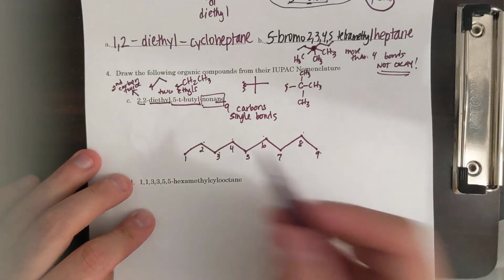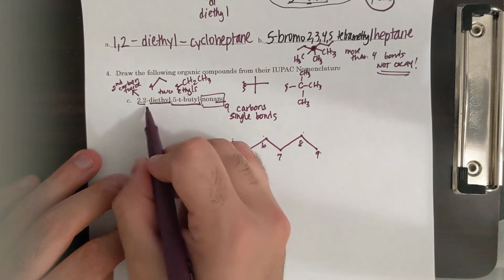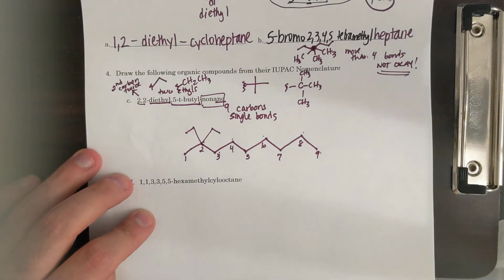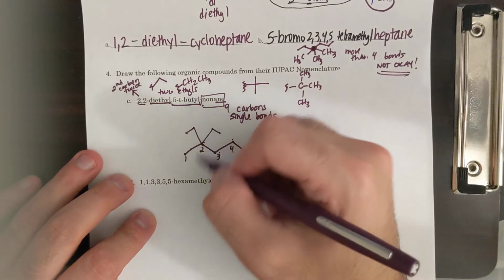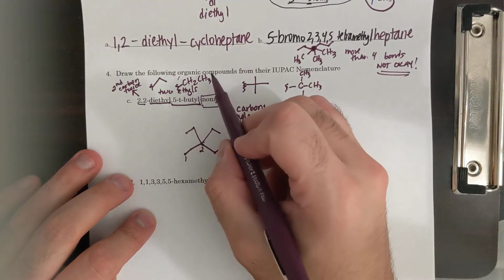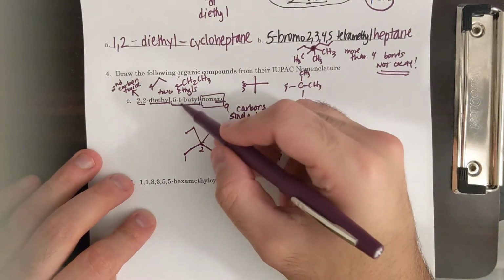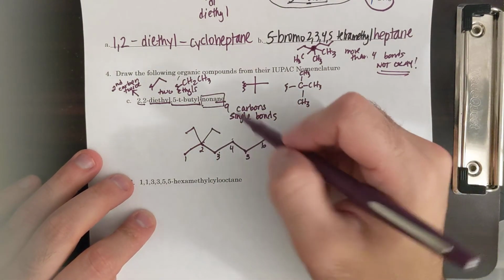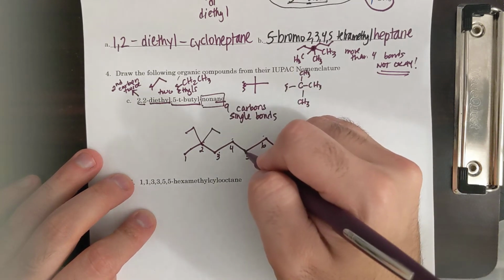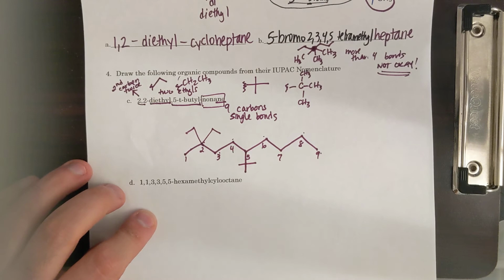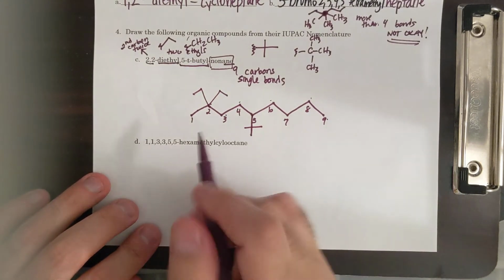So 2,2-diethyl. That means on my 2nd carbon, I have 2 ethyl groups. 1, 2. Done. Now, it doesn't matter how you do it. You could do up and down. You could draw it like this blown out. That's fine, as long as you have 2 ethyl groups on your 2nd carbon. And then on my 5th carbon, I have a T-butyl group. So that means I'm going to draw this going down and then like a T. Done. Okay?